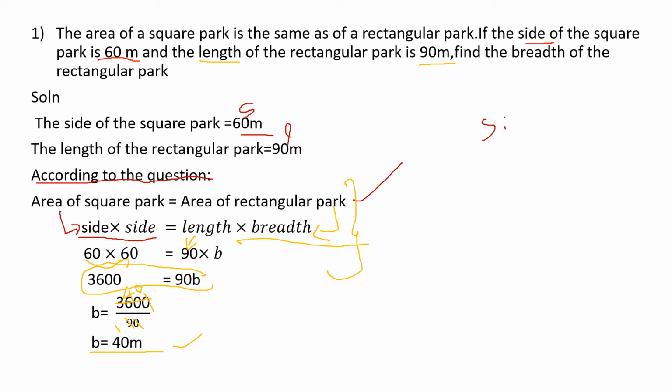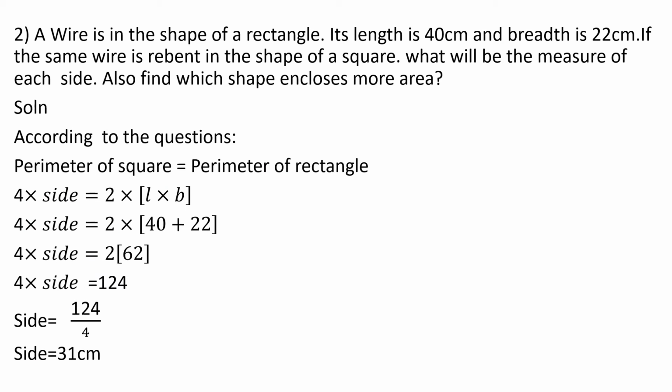Okay, children. Now let's see the next problem. Next one. A wire is in the shape of a rectangle. So wire you all know, right? For electric purpose we'll be using, right? So a wire is in the shape of rectangle. They have made that wire in the shape of rectangle. They made a shape with the wire and that shape is rectangle. Its length is 40 centimeter. So I think they have made a wire in rectangular shape and the length is given as 40 centimeter and breadth is 22 centimeters. So breadth they have given us 22 centimeter.